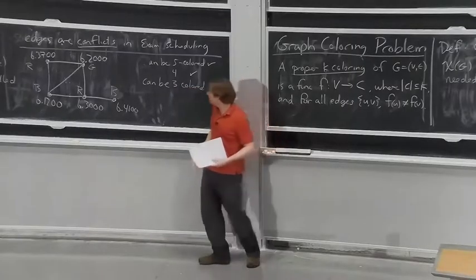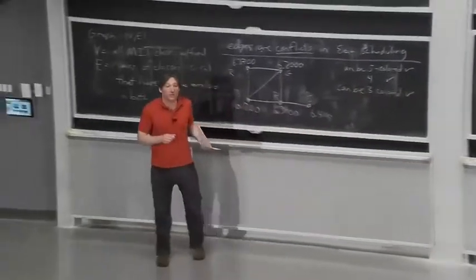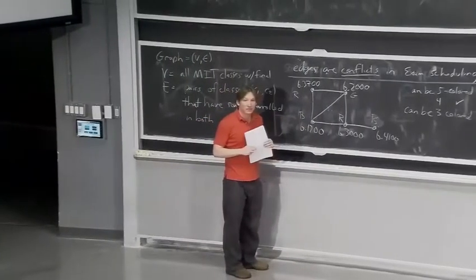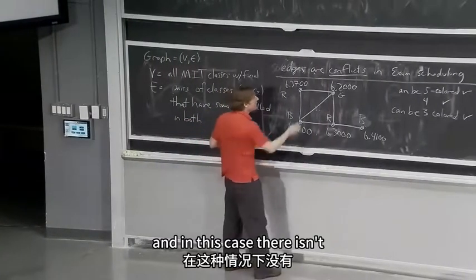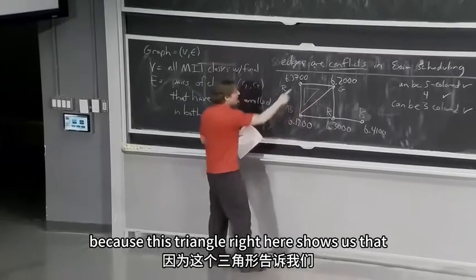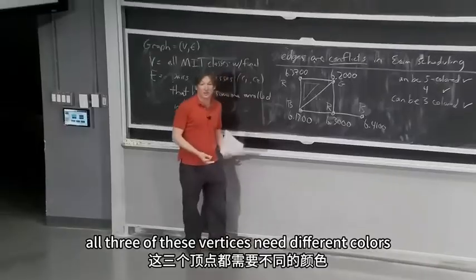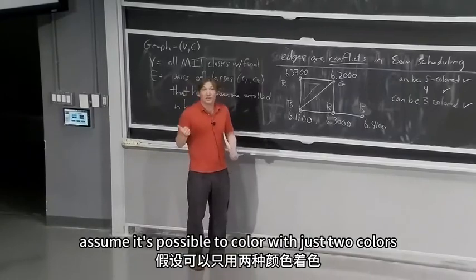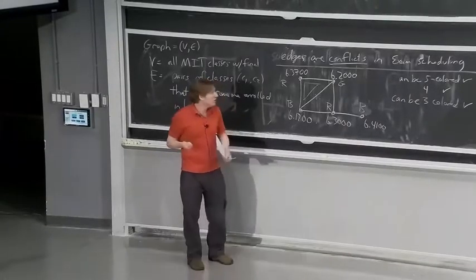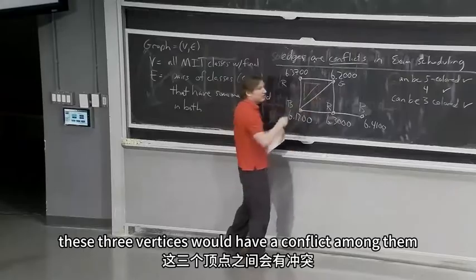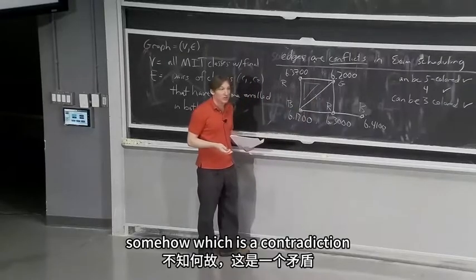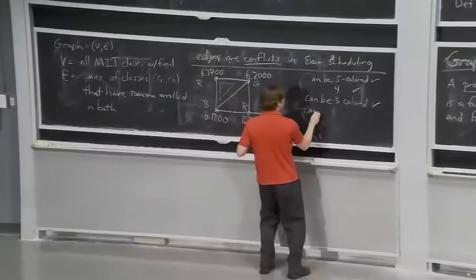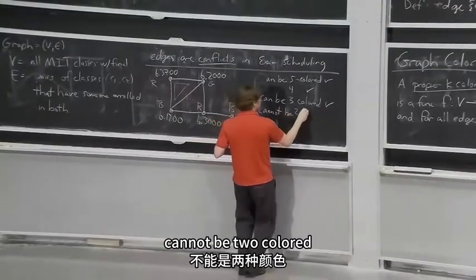Well, let's see. Can it be 2-colored? Is there a proper coloring with just 2 colors for this graph? And in this case, there isn't. Because this triangle right here shows us that all 3 of these vertices need different colors. You can think of this as a proof by contradiction as well. Assume it's possible to color with just 2 colors. Well, then, these 3 vertices would have a conflict among them somehow, which is a contradiction. So, it cannot be 2-colored.